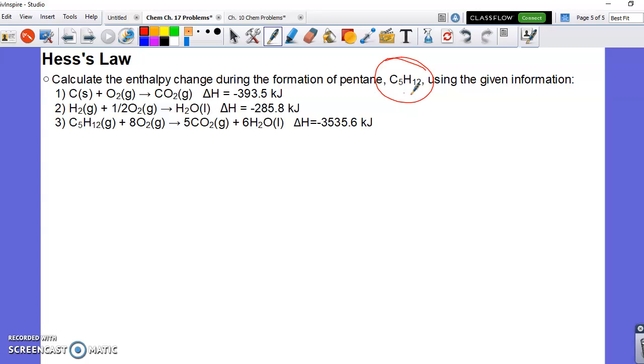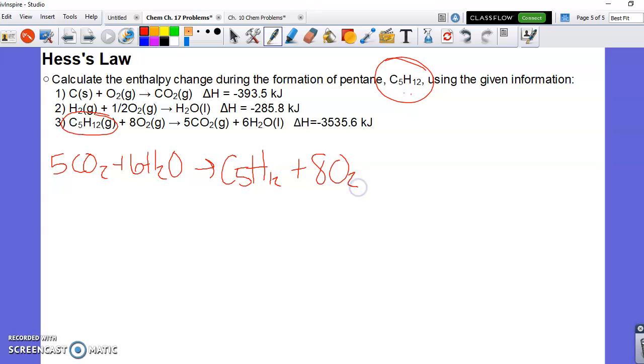Okay, so let's go down here, find pentane. There it is. Again, this is a reactant I wanted as a product. So I'm going to flip that equation just like we did the last one. So we have 5 CO2 plus 6 H2O yields C5H12 plus 8 O2. And again, if I did the opposite of my equation, I have to do the opposite of my answer. So I have 3,535.6 kilojoules.